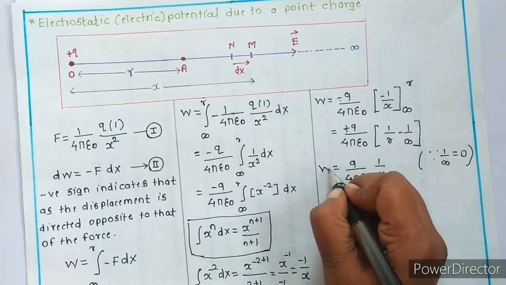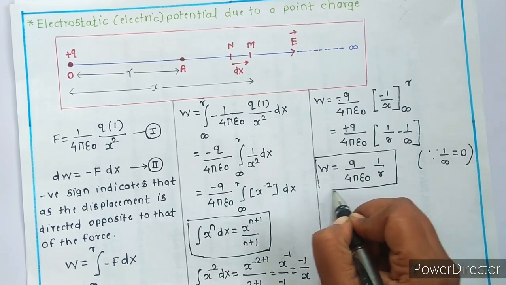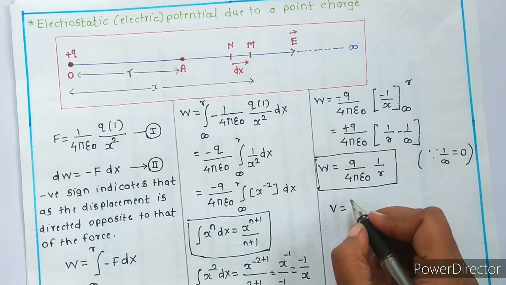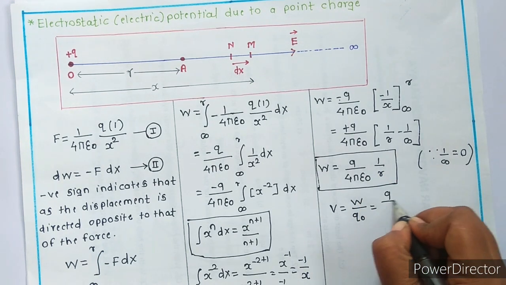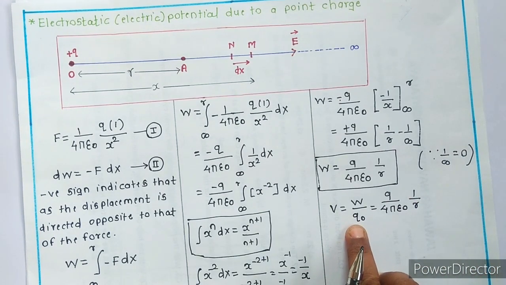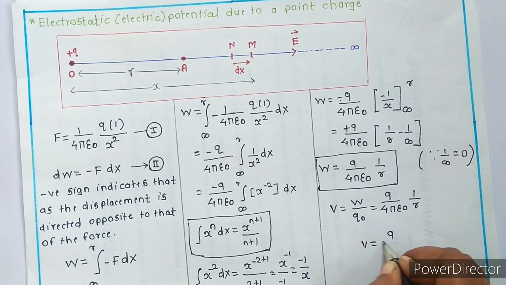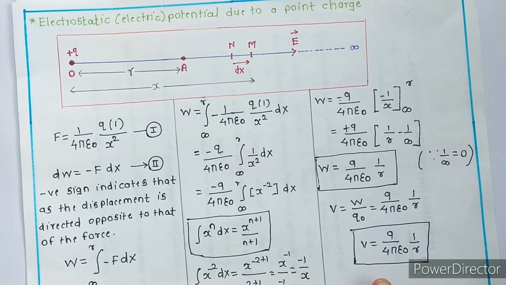So this is the amount of work done in displacing a unit positive charge from infinity to r. So what is the definition of electrostatic potential? W upon a positive charge Q0. So W is Q upon 4 pi epsilon 0 times 1 upon r, and the value of the unit positive charge is 1 coulomb. So V is equal to Q upon 4 pi epsilon 0 times 1 upon r. This is the formula for the electrostatic potential due to the charge Q.